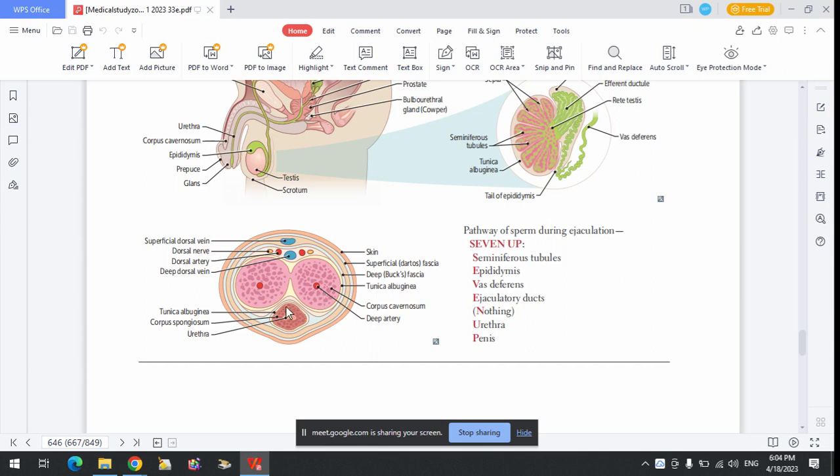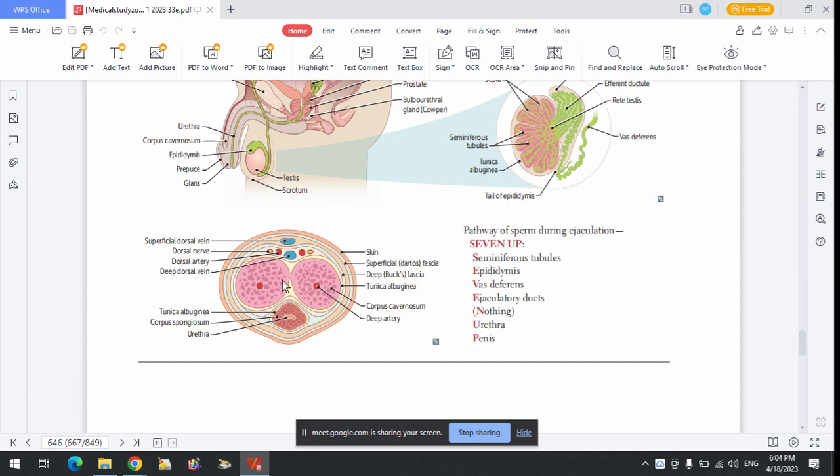The corpus spongiosum is the one that surrounds the urethral part of the penis. This is the urethra. The erectile body that surrounds it is the corpus spongiosum. So for expulsion of semen to happen, your corpus spongiosum has to relax, so that your urethra can open and sperm can come out.